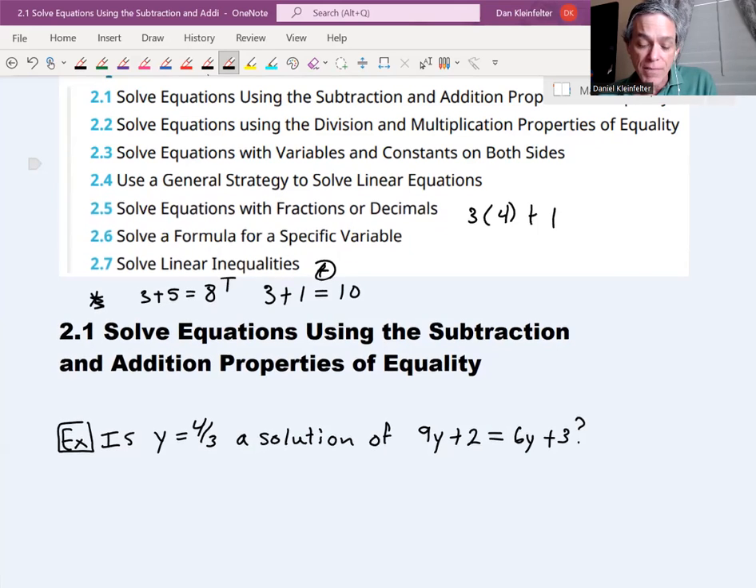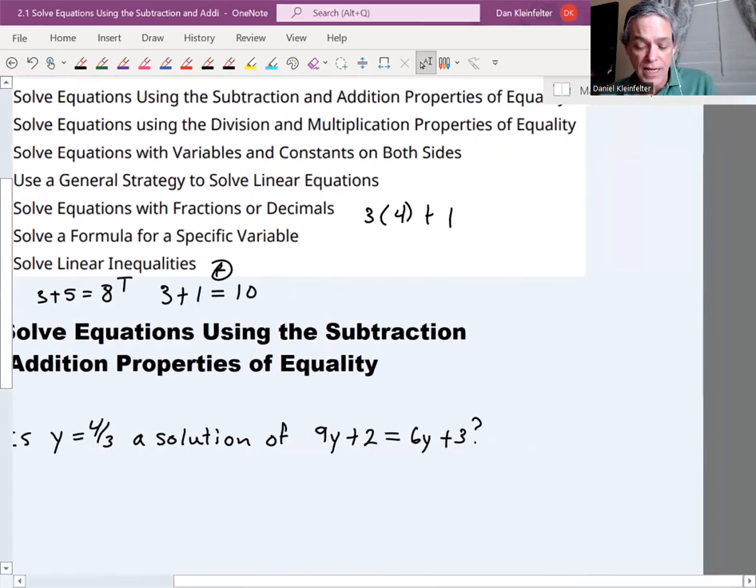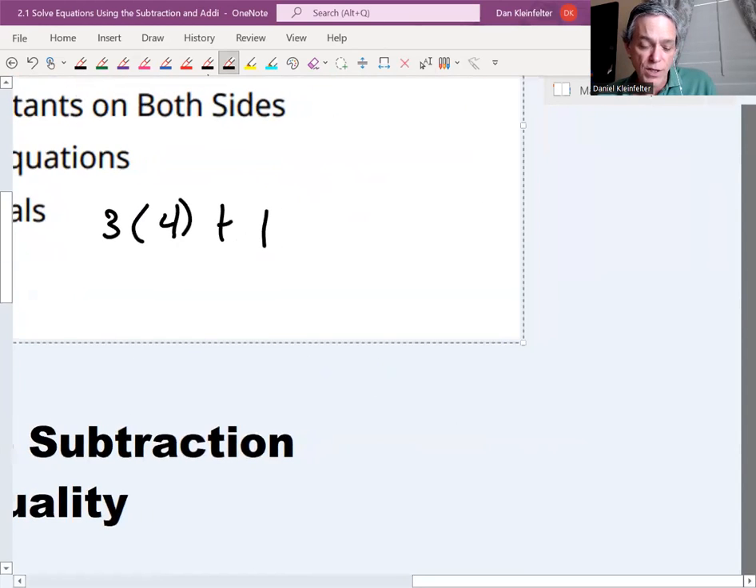An expression may have a value, like 3 times 4 plus 1, which has a value of 13, but you can't really say that that's true. We're not saying that it's equal to something or less than something or greater than something, okay? An equation is a statement that 2 things are equal, and that statement may either be true or false. And a solution is a replacement value for the variable that will make the equation true.